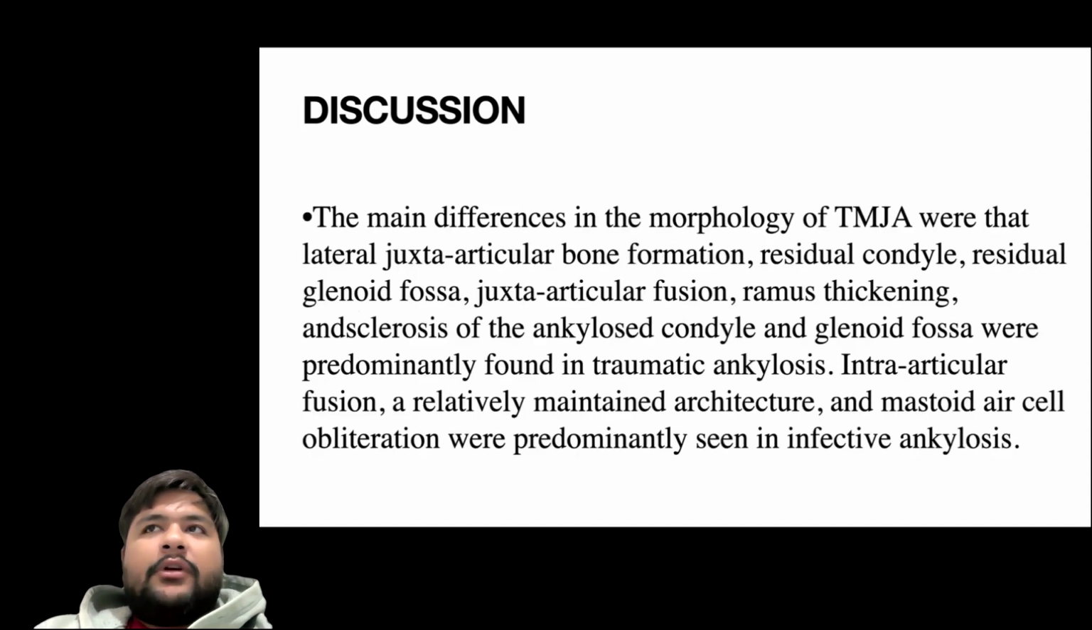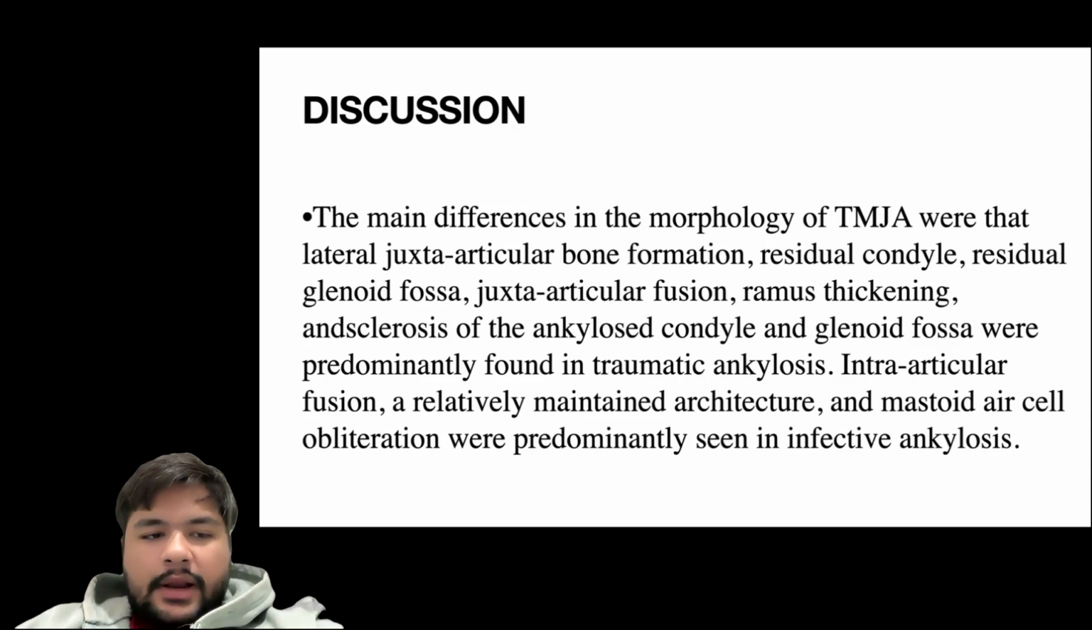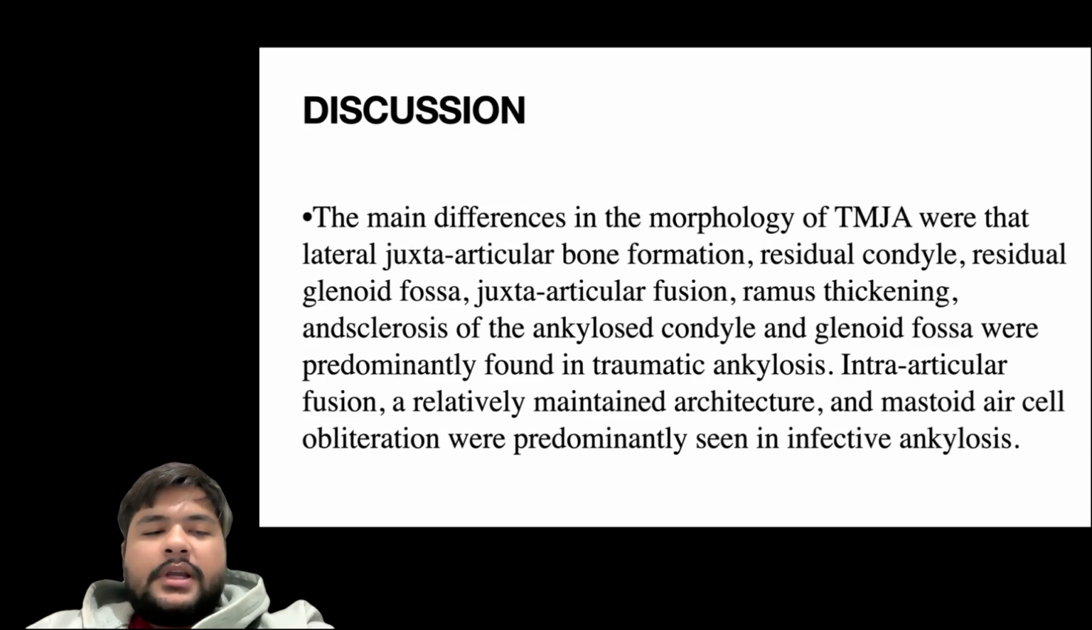The main differences in the morphology of TMJ ankylosis were that lateral juxta-articular bone formation, residual condyle, residual glenoid fossa, juxta-articular fusion, ramus thickening, and sclerosis of the ankylosed condyle and glenoid fossa were predominantly found in traumatic ankylosis. Intra-articular fusion, a relatively maintained architecture, and mastoid air cell obliteration were predominantly seen in the infective ankylosis.